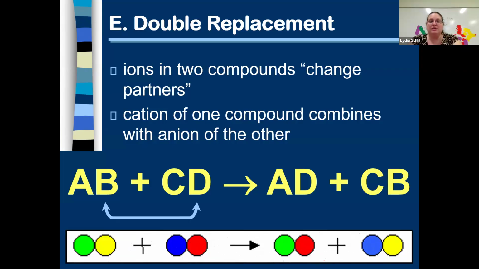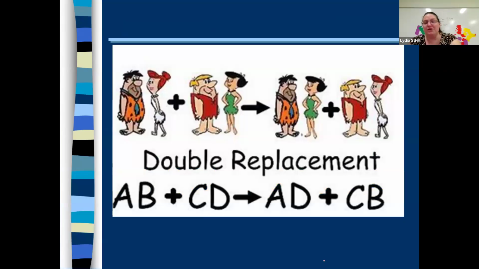So A goes to C position and C goes to A position. So here's an example. We got Fred and Wilma and Barney and Betty. And then what ends up happening is they swap partners and everybody is happy. For lack of better terminology, if we're using today's vocabulary, these would be like your swingers, your ones that swap their partners out that you have, okay?